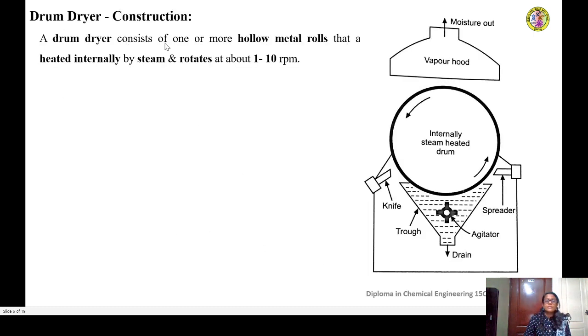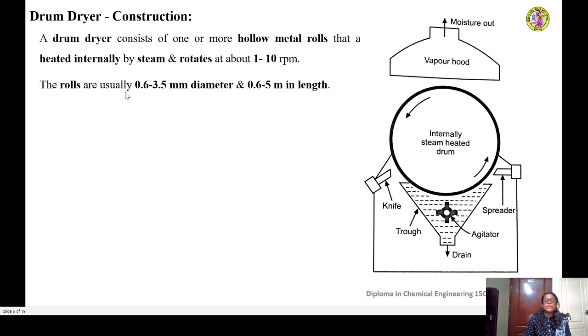A drum dryer consists of one or more hollow metal rolls that are heated internally by steam and rotate at about 1 to 10 rpm. So this is the main part of a drum dryer. It is a cylindrical drum rotating at about 1 to 10 rpm, and it can be made such that it can be internally heated by steam.